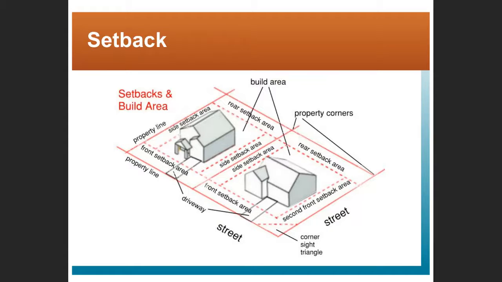Setbacks, again, this ties back to zoning. You know, where you can build and where you can't build, back from the property line.